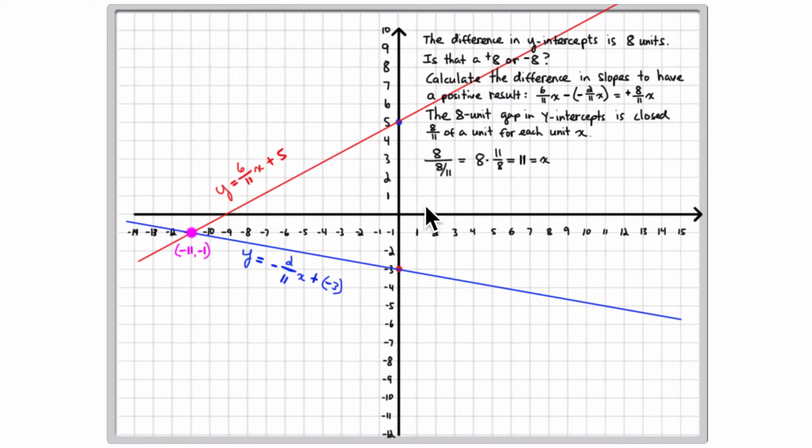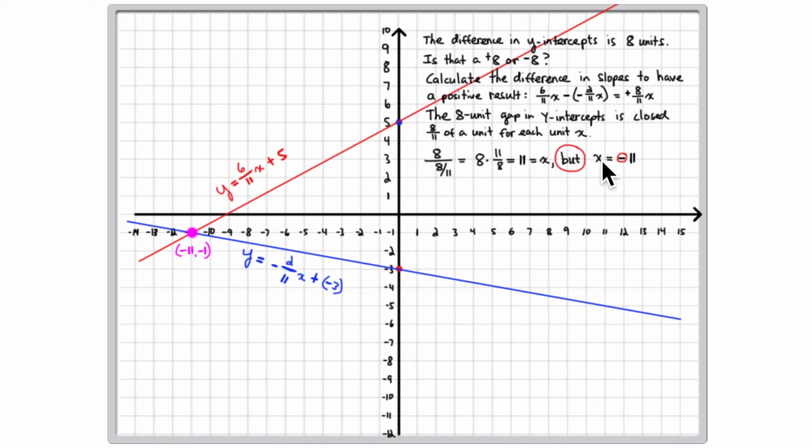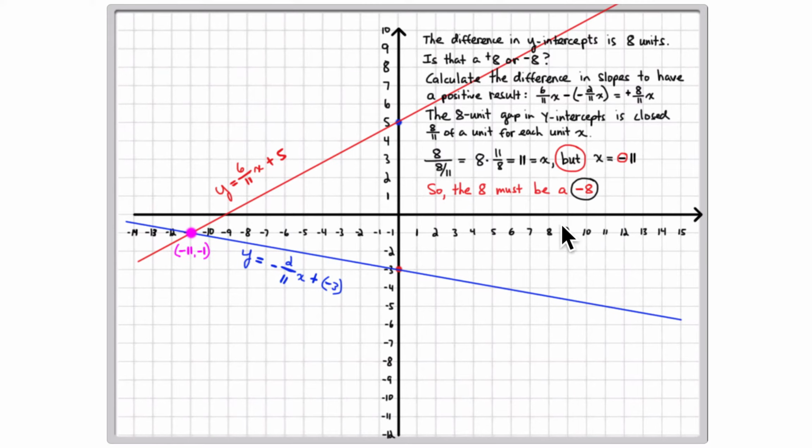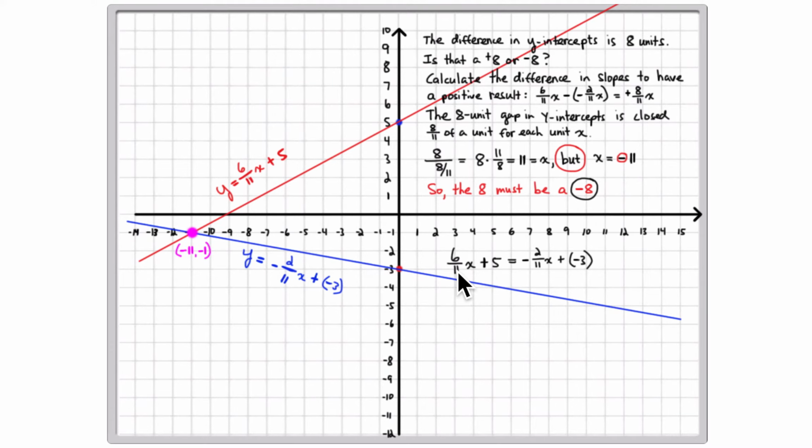And you know that the 8/11 has to be positive because you set it up that way. 6/11 minus a negative 2/11. So that 8 right here has to be negative. But x is a negative 11, so the 8 must be a negative 8. So let's go through this calculation, setting up the equations equal to each other and just kind of blindly calculate it. You're going to see why it's negative 8.